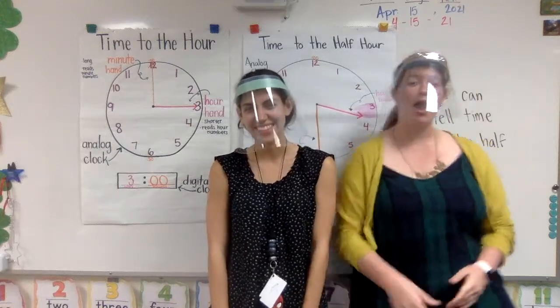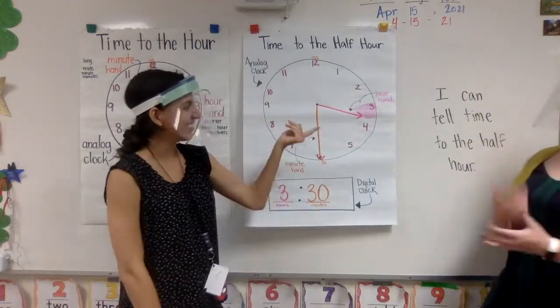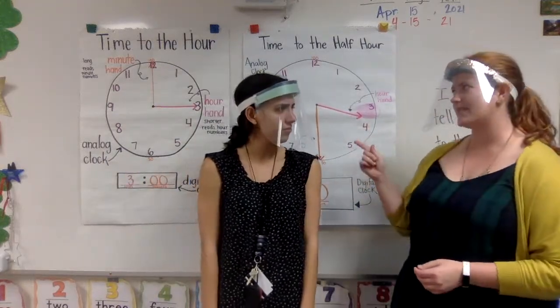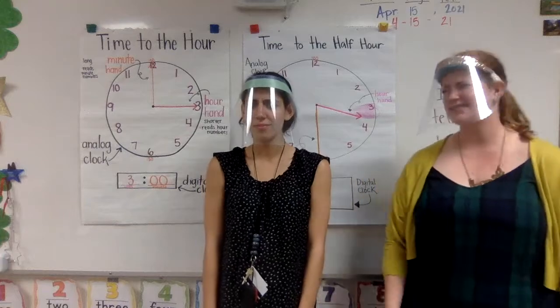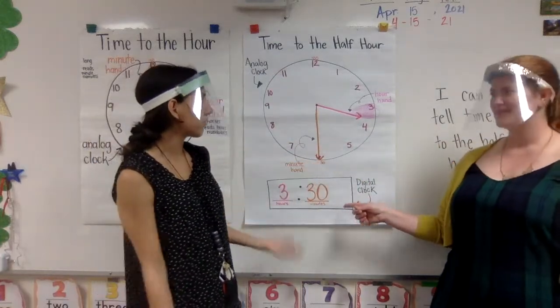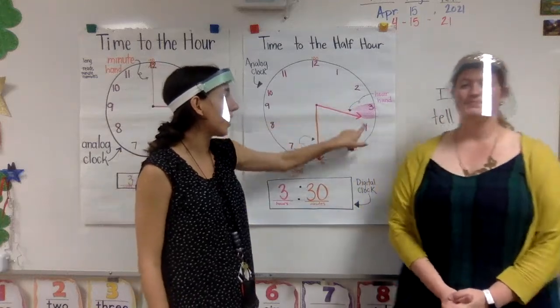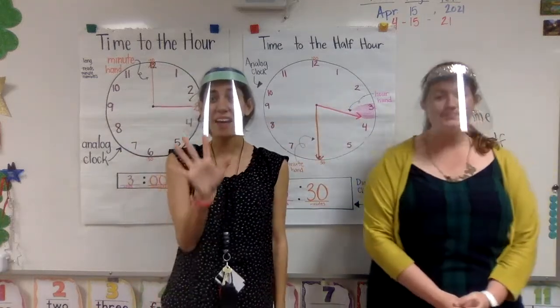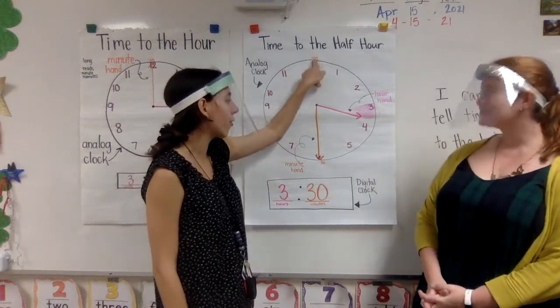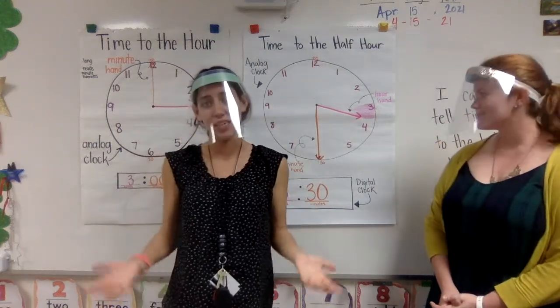That's right, Miss Lestico. Our target is still, I can tell time to the half hour. And I remember it was a little different because telling time to the hour, that was an o'clock. But telling time to the half hour? Well, that is 30 minutes. Because remember, each of these numbers on the clock represents 5 minutes. And so we have to count by 5 starting at our o'clock to figure out what minute time it is.